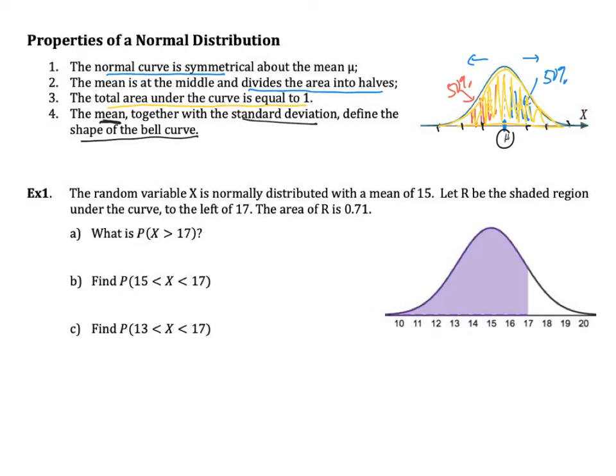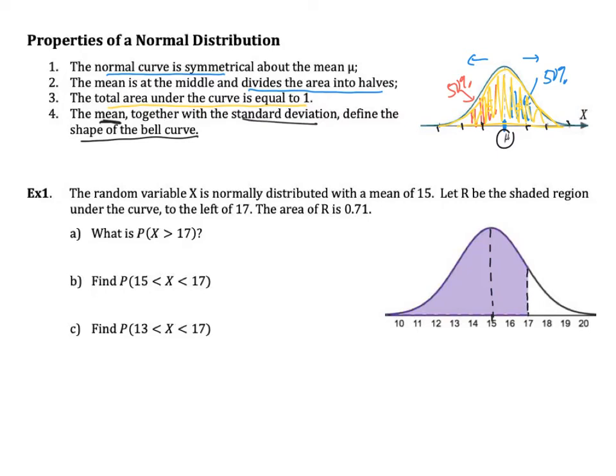So let's look at this example number 1. It says the random variable x is normally distributed with a mean of 15. So we have this mean right here in the middle of our bell curve. It says let R be the shaded region under the curve to the left of 17.